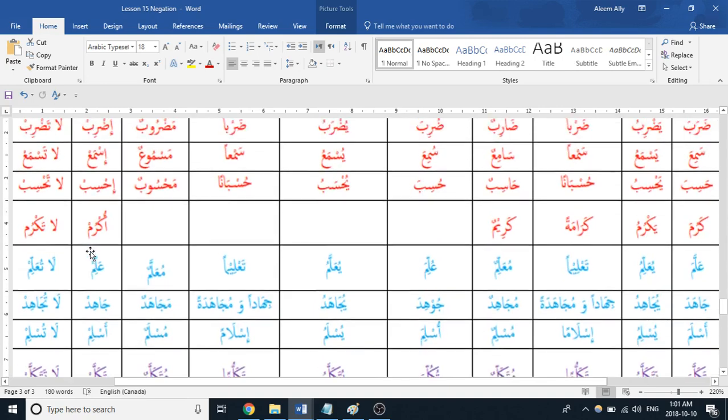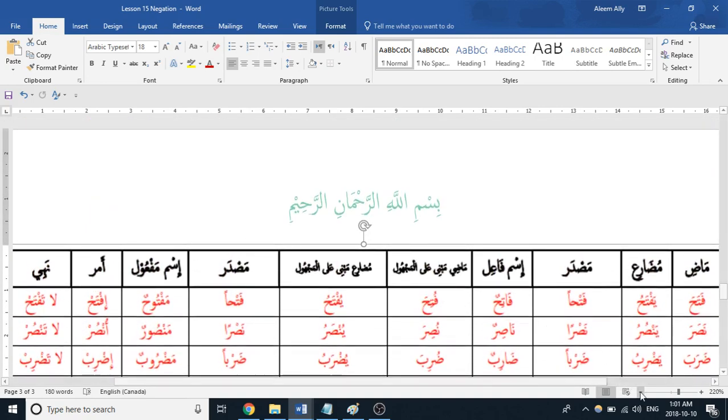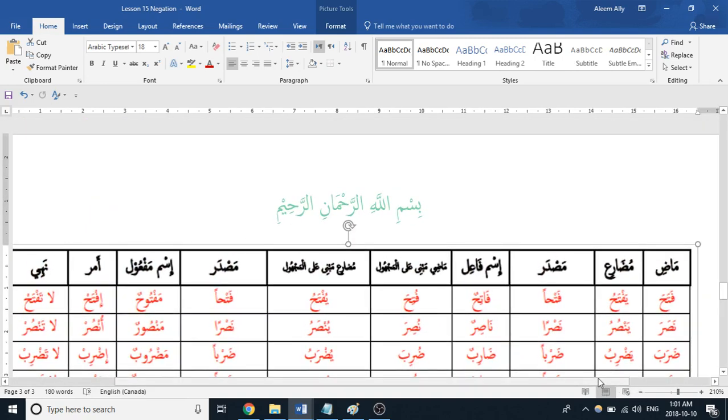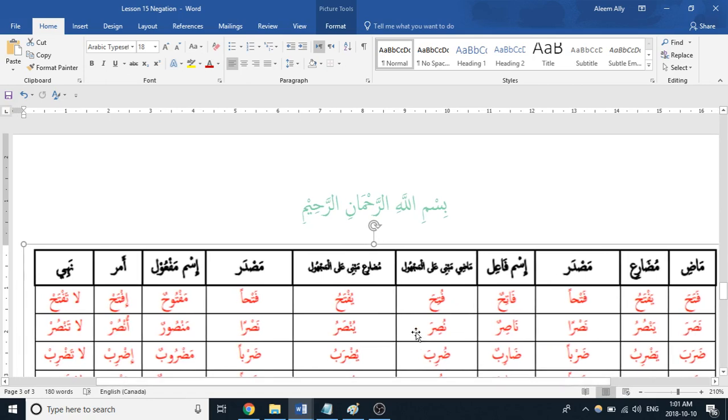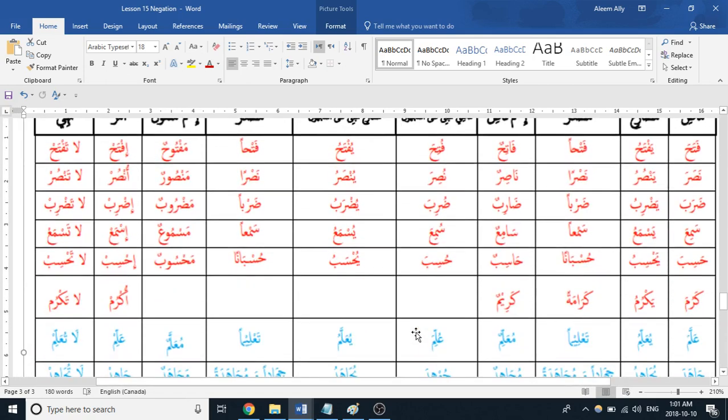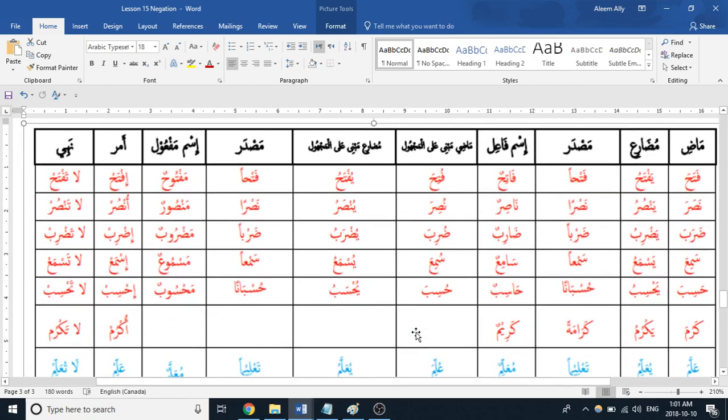And yeah, that is the chart. This is probably one of the most intimidating things for people when it comes to Arabic, but the reality is it's not difficult. There's a flow to all of this, actually, and Ustad has set it up in a way where it's really easy to work with.